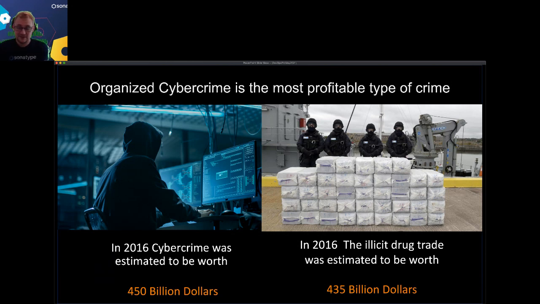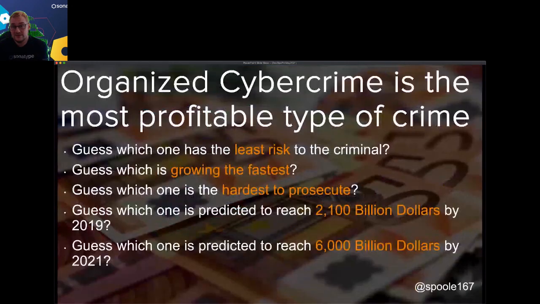It's shocking that they're the same value overall to the economy. And it's for good reason. We can all imagine why. It's a lot less risky, it's a lot easier to do. It doesn't follow borders, so you don't have to physically be in an area to commit cybercrime. So it's a lot easier to do across borders, and therefore a lot harder to prosecute.